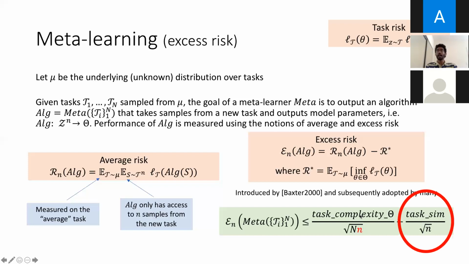Okay. And in this talk, we are mostly focusing on the second term, which I'll be referring to as the new task sample complexity. So what's the dependence, like how many samples do you need for a new task? And what notions of task similarity measures will give us a reduction in sample complexity for a new task?